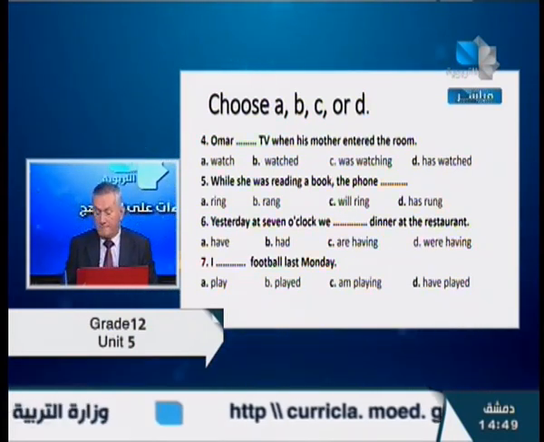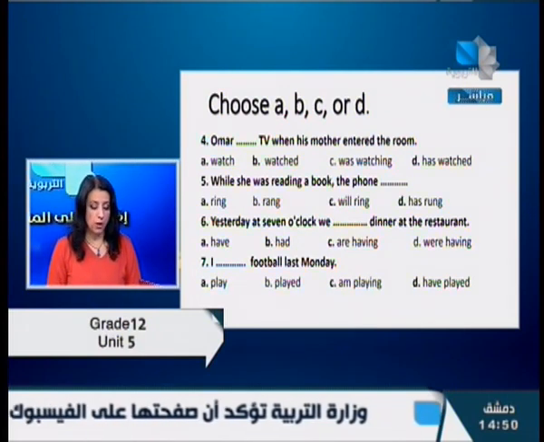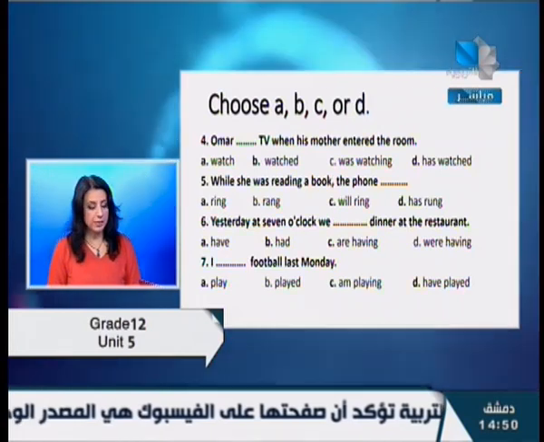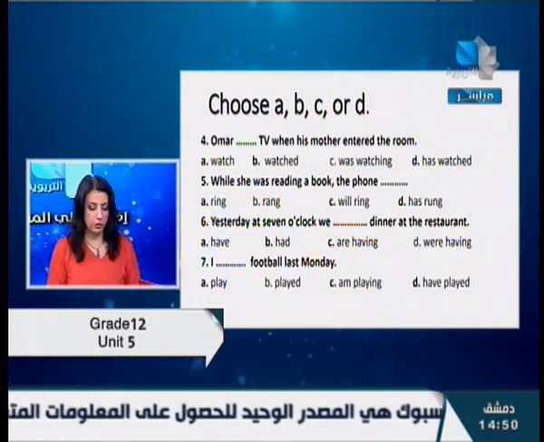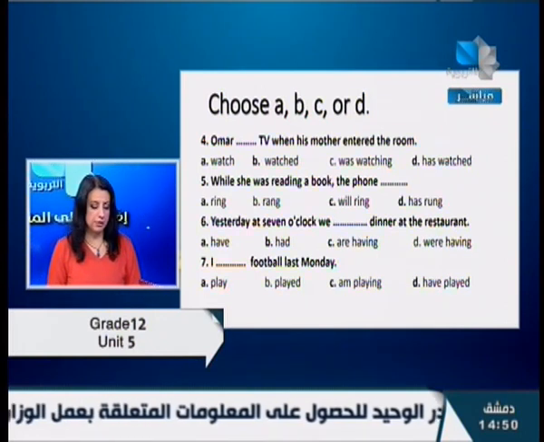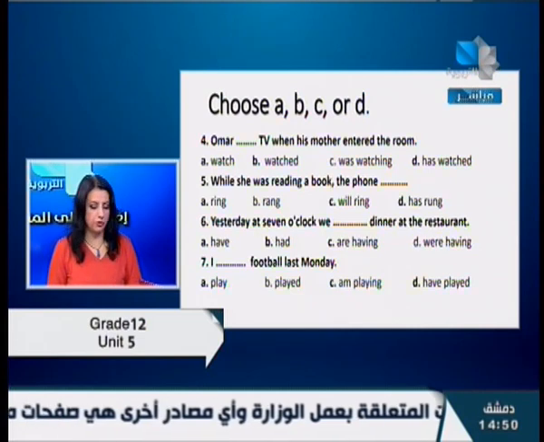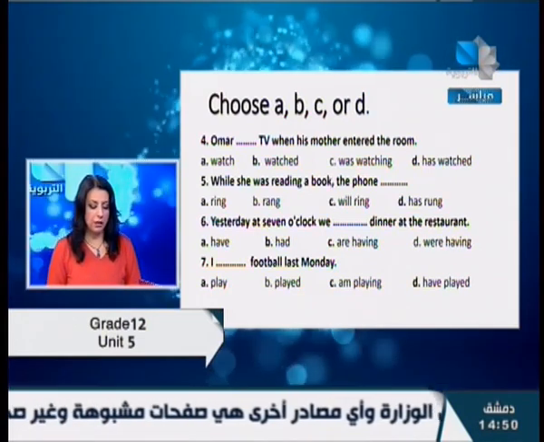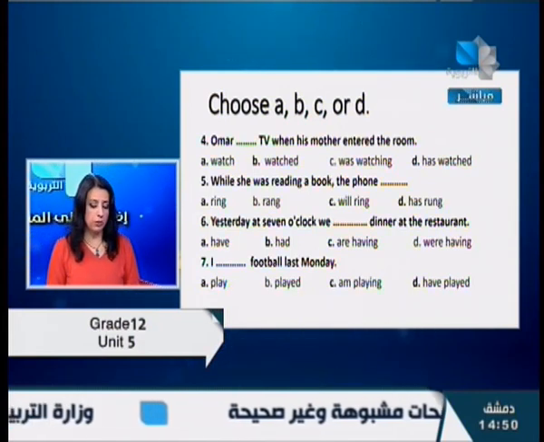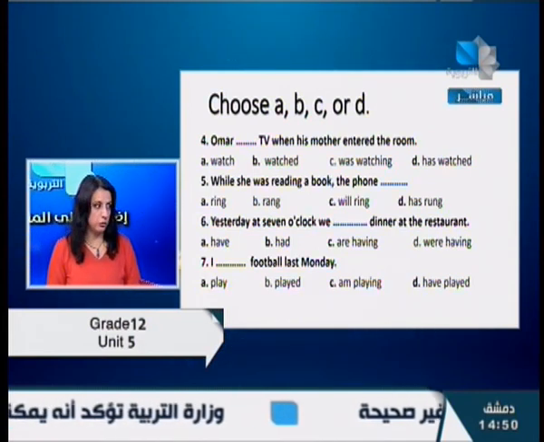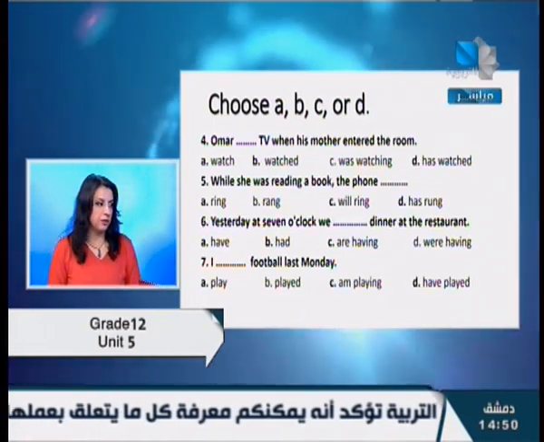Number 5, we have while, this time not with past continuous. While she was reading a book, this needs time. Reading a book needs time, and this is past progressive. The phone rings, this is a general situation, and it doesn't happen all the time. It doesn't ring all the time. Rang, well, this is the best choice for now. Will ring, future, we can't use future with the past. And the last one, has rung, again, this is present perfect, not working.